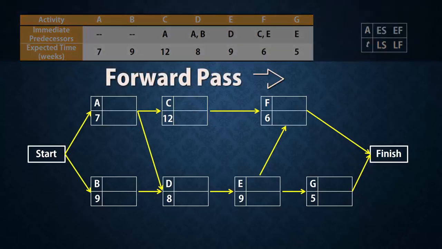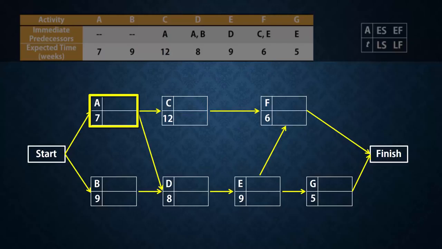So let's do the forward pass. A has no predecessor, so its earliest start time will be 0, or right away. Since it has 7 weeks to be completed, its earliest finish time will be 0 plus 7, which gives 7. B also has an earliest start time of 0, and with an activity time of 9, it will have an earliest finish time of 9.